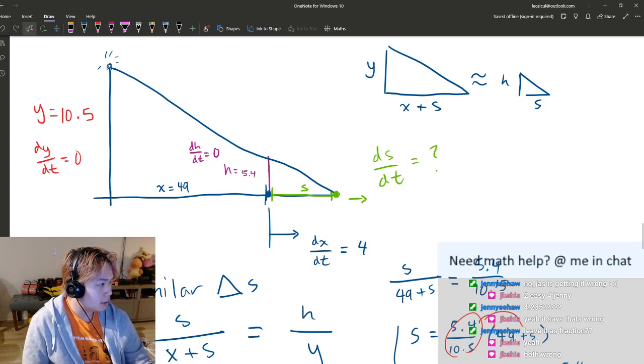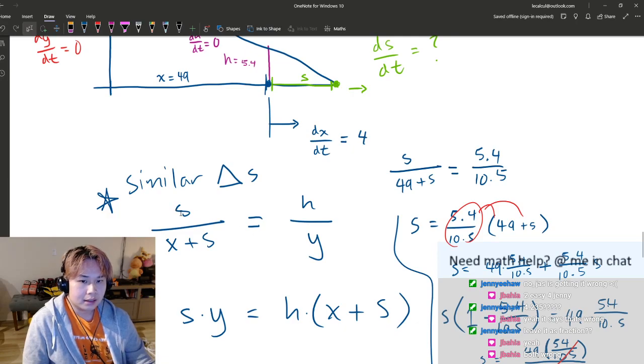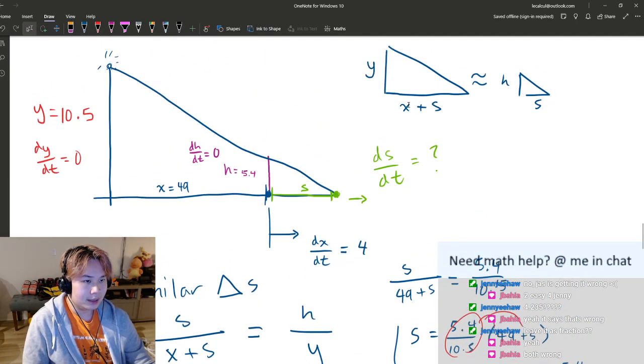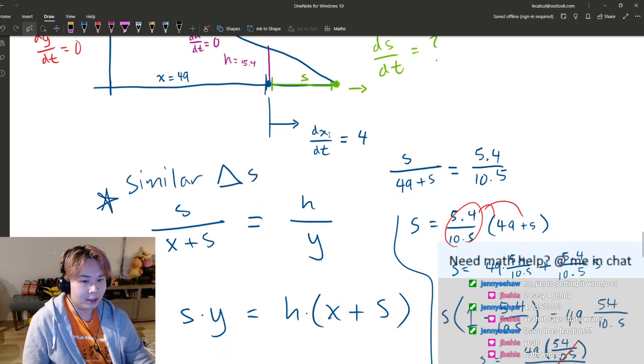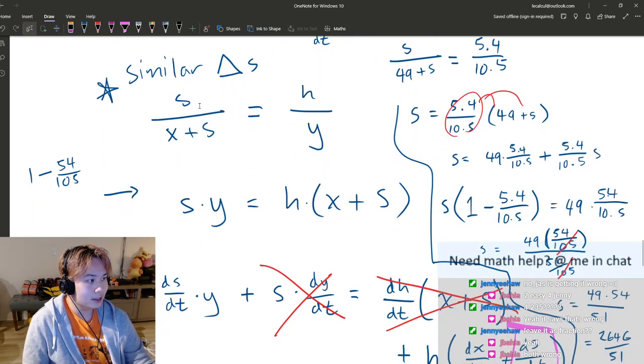Let me scroll up to the question. Okay, and then we want to find out how fast this is moving, which is ds/dt. And then this is s. And then through similar triangles, s divided by x plus s is equal to h divided by y. So that's what I have right here. And then I can cross multiply to get this.